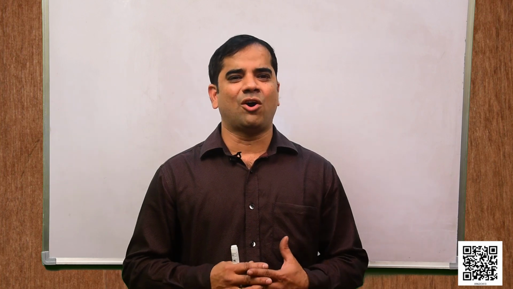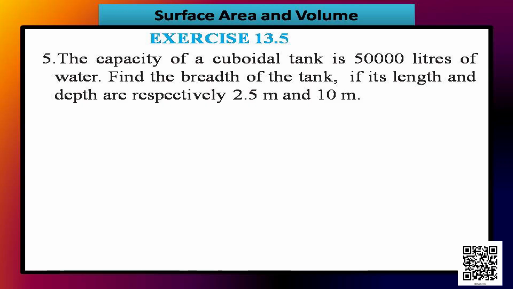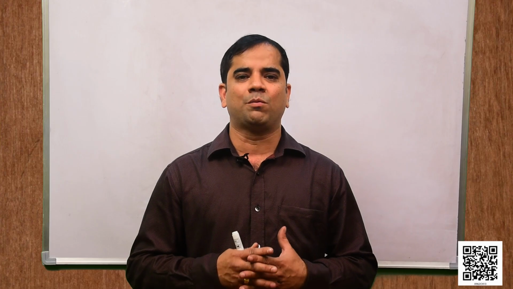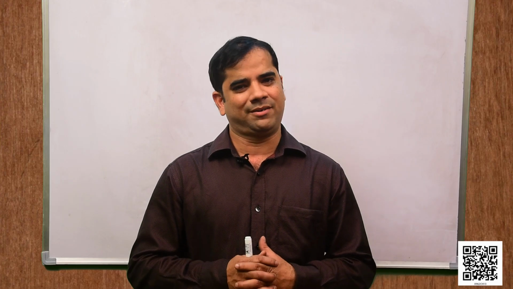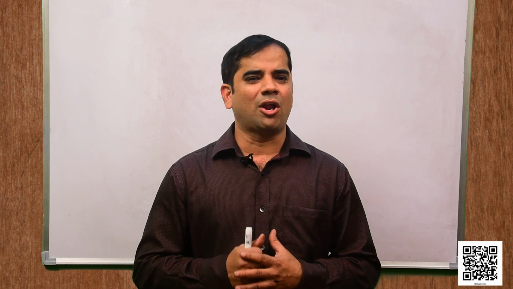Students, let us now solve question number 5. It says the capacity of a cuboidal tank is 50,000 liters of water. Find the breadth of the tank if its length and depth are respectively 2.5 meter and 10 meter. Let us now solve it.